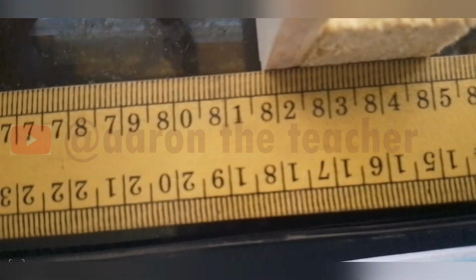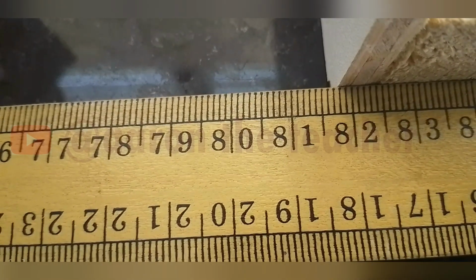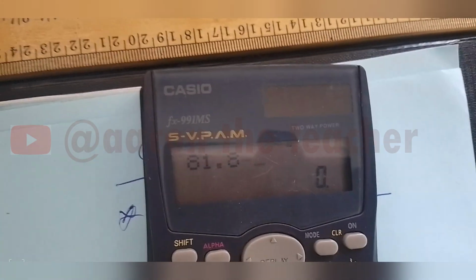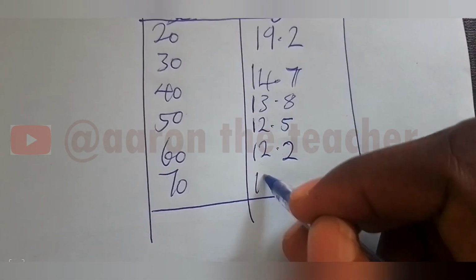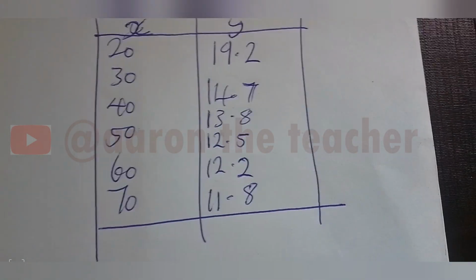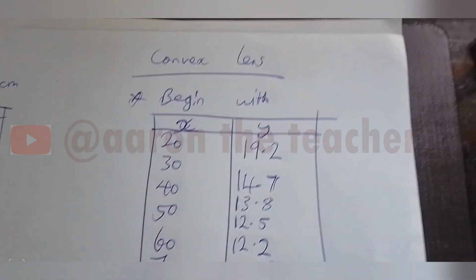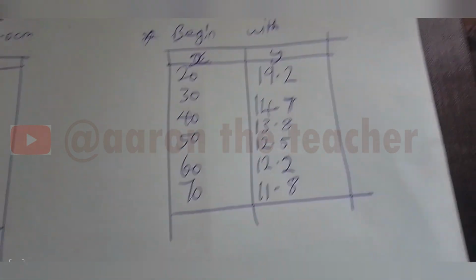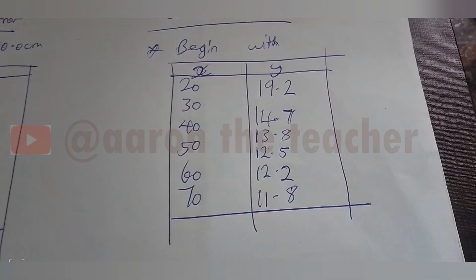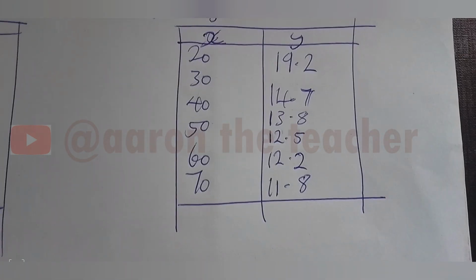But I guess we are having it at 81.8. So we shall get 81.8 minus 70, giving us 11.8. And those are our values that we are going to use to plot a graph, x and y, where x is the object distance and y is the image distance. So let's move on to another step.